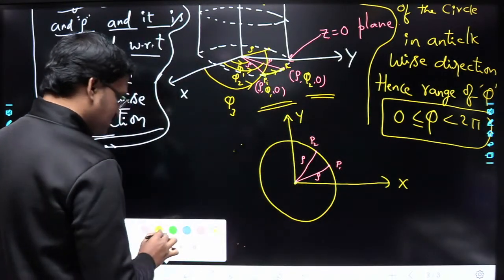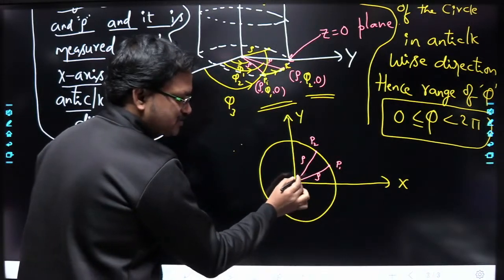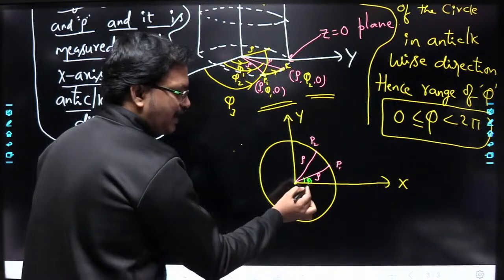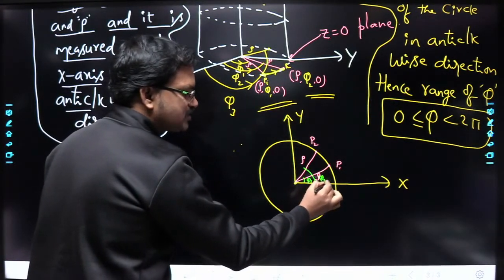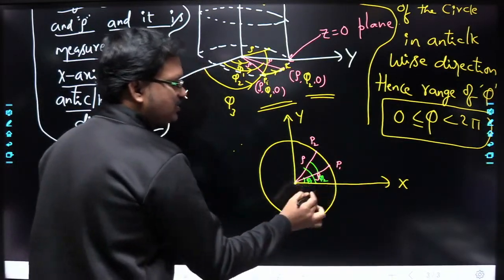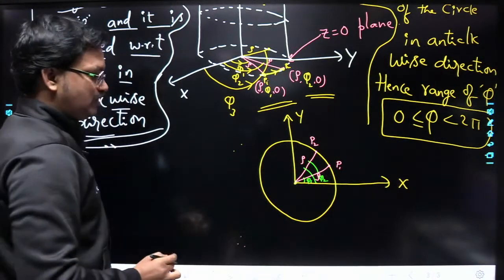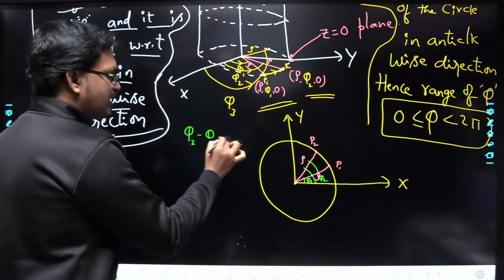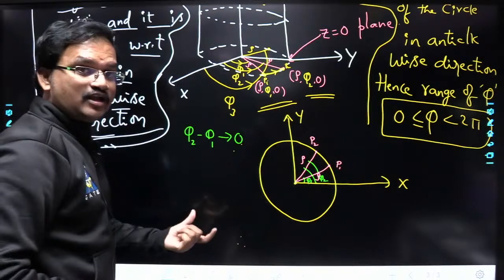Now let us consider the angle with respect to the x-axis. The angle between the x-axis and this rho, let us say this is phi 1. The angle between the x-axis and this rho, let us say this is phi 2. Then this angle is nothing but phi 2 minus phi 1. Now let us assume phi 2 minus phi 1 is tending to 0.